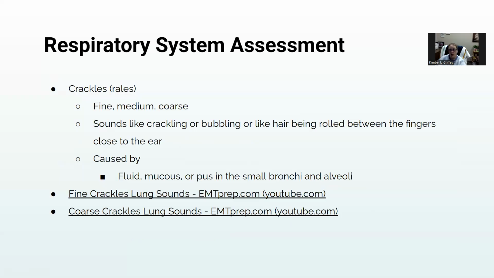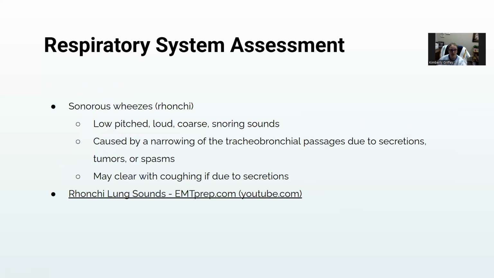Crackles, also called rales, are going to be fine, medium, or coarse sounding. So it's going to sound like a crackling or a bubbling, or like if you take your hair and roll it between your fingers and put it close to your ear, that's kind of what it'll sound like. This is all caused by fluid, mucus, or pus in the small bronchioles and alveoli. And I have videos listed here to listen to fine crackles and coarse crackles. So you can listen to this on your own time.